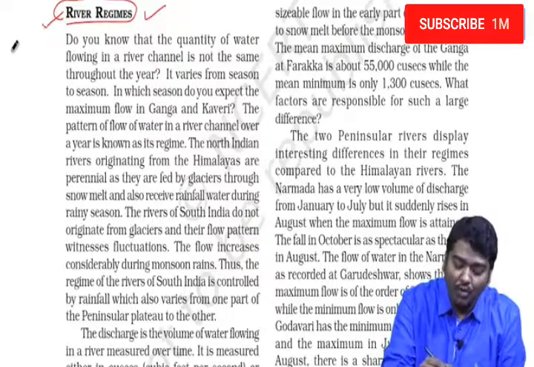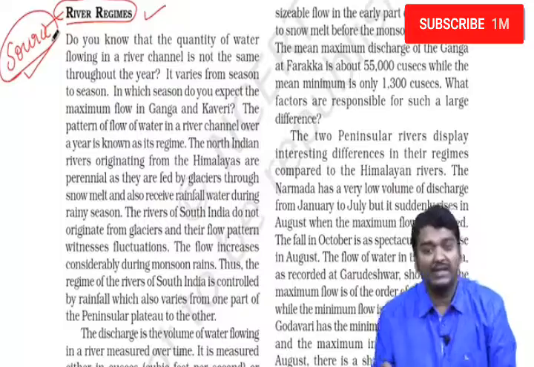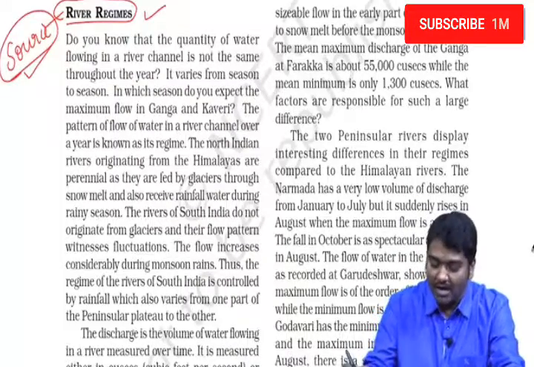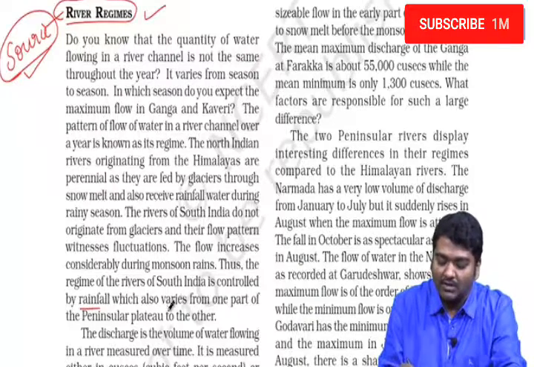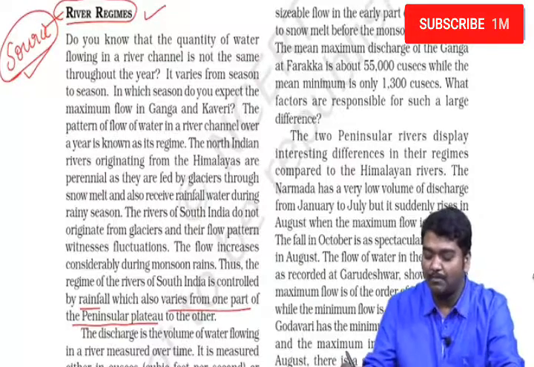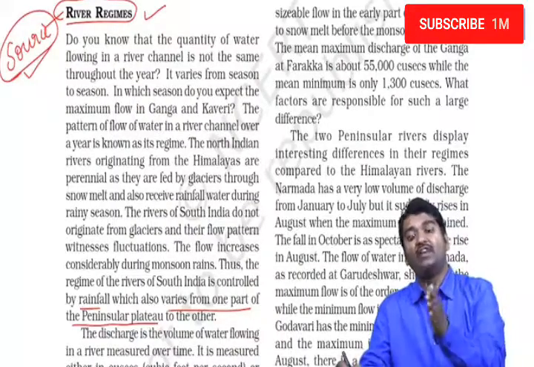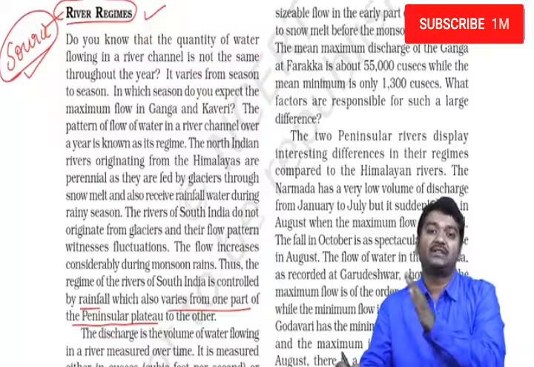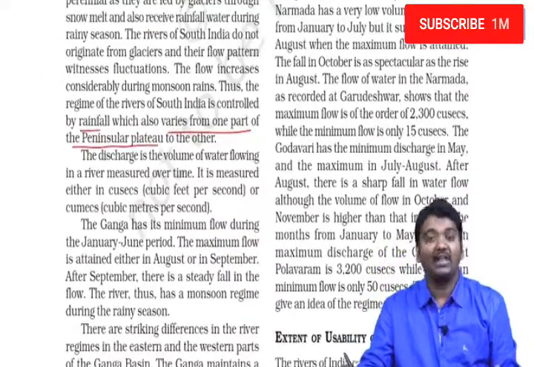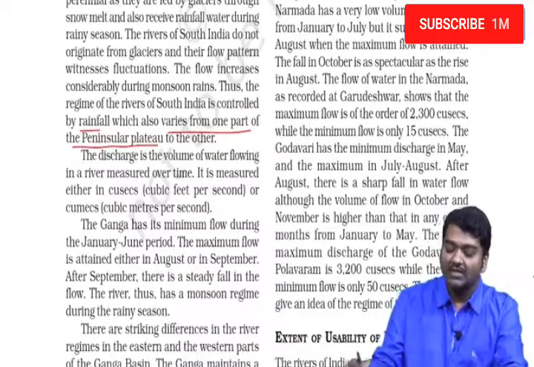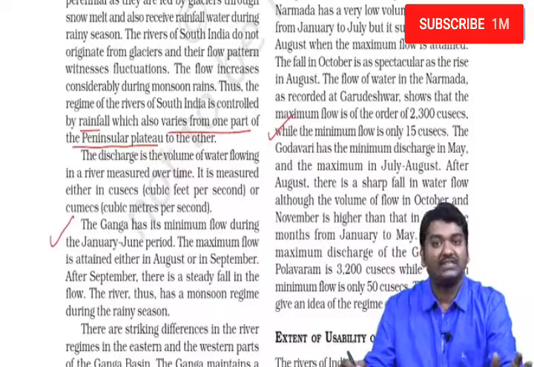So you need to know the source of water for these rivers in all these cases, which is very, very important for you. Thus, the regime of the rivers of South India is controlled by rainfall, which also varies from one part of the peninsular plateau to another. I have already told you, the Western Ghats receive more rainfall, whereas the leeward side of the Western Ghats doesn't receive much rainfall. So you should understand in which area, how exactly you get rainfall. Here they try to explain this in detail. Nothing much to see. Is it fine?